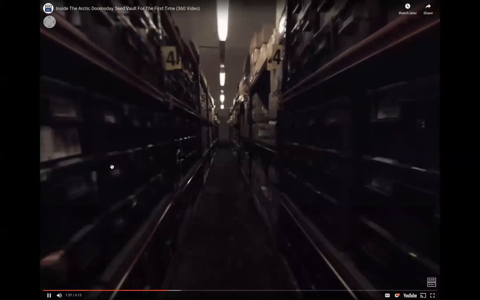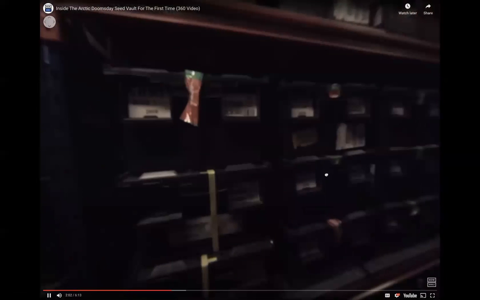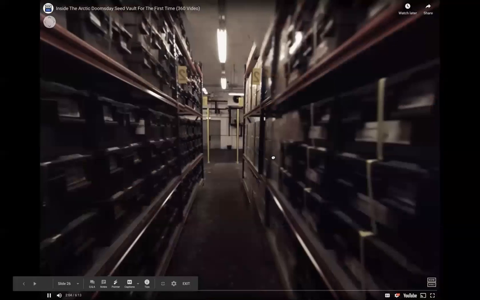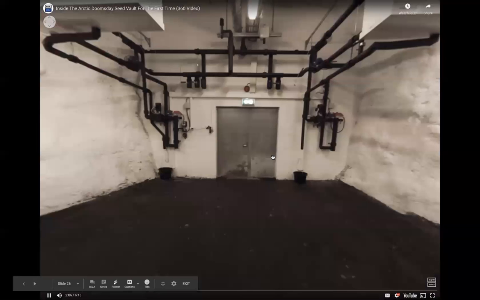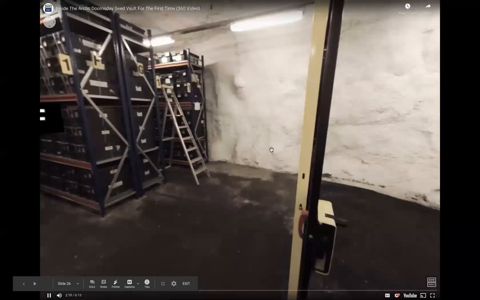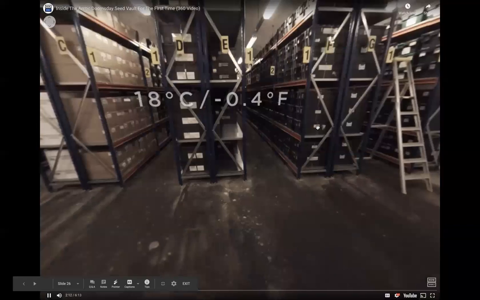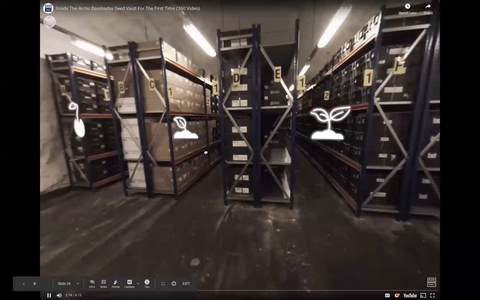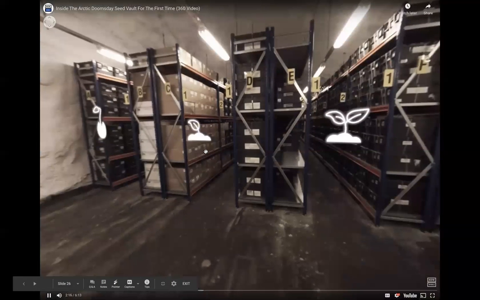The seeds sit in 3 cold storage rooms kept at a constant minus 18 degrees Celsius. The cool temperature ensures that the seeds remain viable for decades, and in some cases, thousands of years, just in case the gene banks who donated them ever need them again. And ultimately, that is one of the major reasons why the vault was set up in the first place.